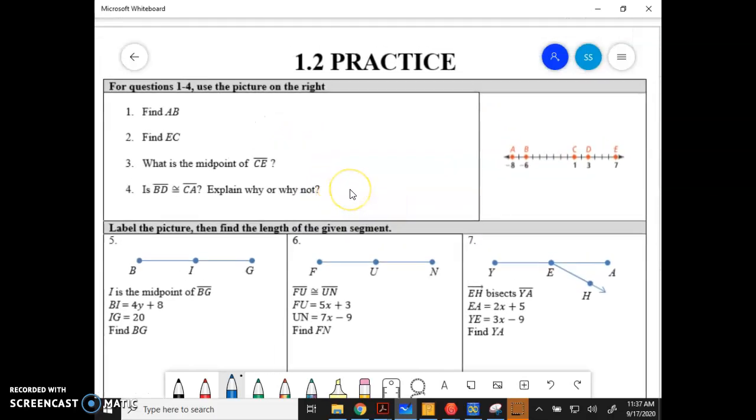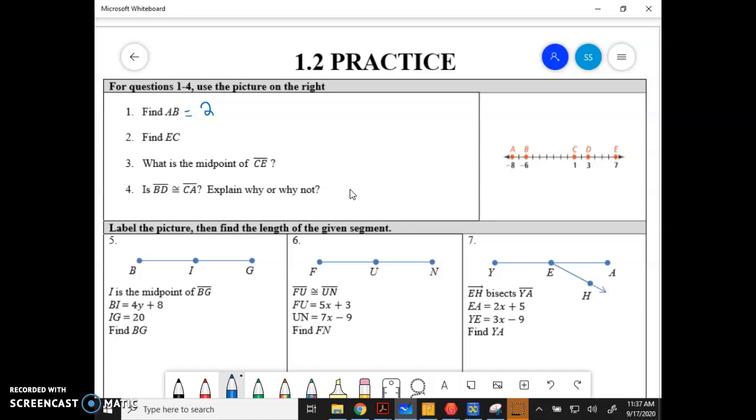So number one, find AB. And there's no line on top, right? So we are talking about the distance from A to B. Okay, looks like we go from -8 to -6. That is 2. All right, you're going to do the same thing with CE.